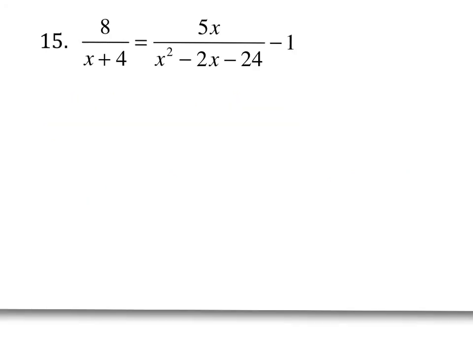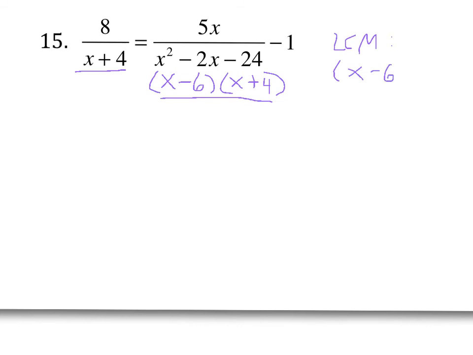For number 15, we have 3 terms, so we can't cross multiply. So what we need to do instead is multiply by the LCM. To find the LCM, we need to factor x squared minus 2x minus 24. And that factors into x minus 6, x plus 4. So now we have x plus 4, x minus 6, x plus 4. So our LCM, to include all the denominators, is x minus 6 times x plus 4. So that's what we're going to multiply each term by.